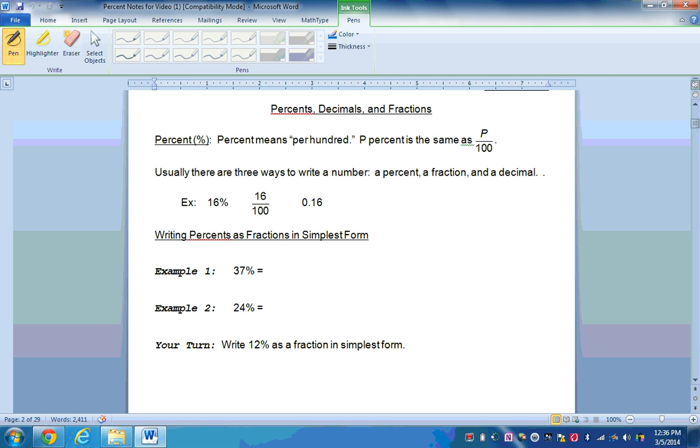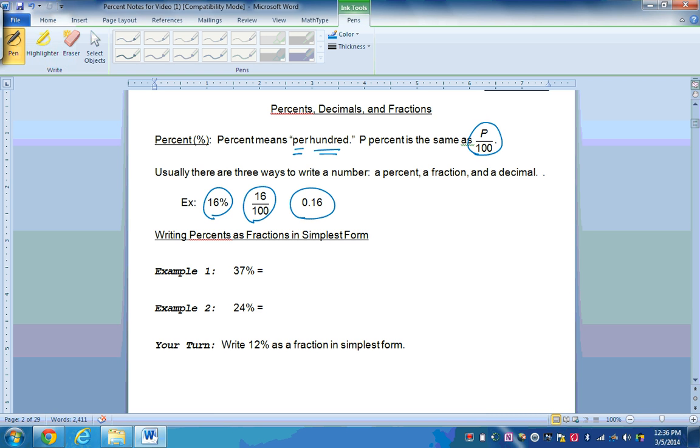Our first lesson here deals with percents, decimals, and fractions, and going back and forth between those three forms. Percent by definition means per or out of 100. We just take the percent number and divide it by 100. There's usually three ways to write a number. We can write it in percent form, fraction form, and decimal form, and these are all equal to each other.